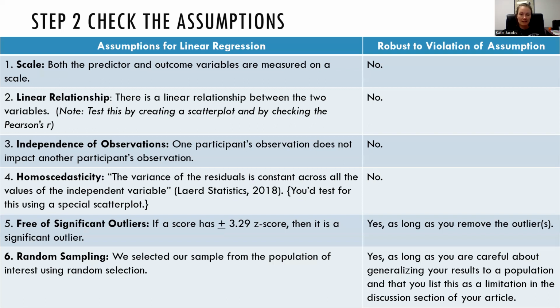So like homoscedasticity, that fourth one, where the variance of the residuals is constant across all the values of the independent variable. We would test for that by making a special scatter plot. You would just do that using a software. And so this one's kind of similar to our homogeneity of variances that we had previously, but this is more dealing with our regression line and the variance with that.